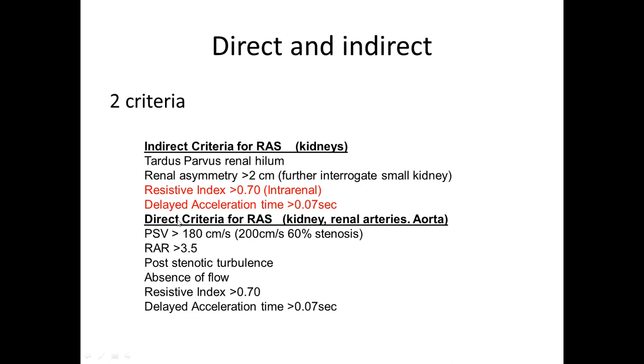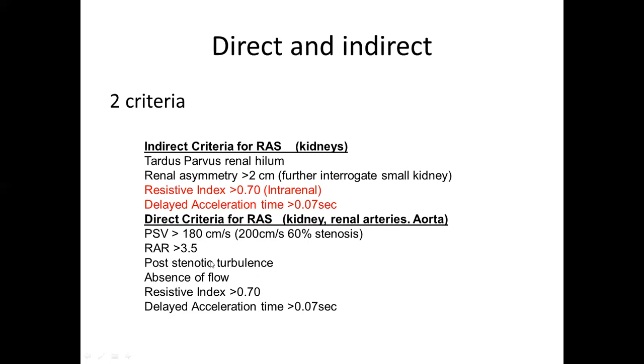Then we will be looking at the renal aortic ratio. This one is just a ratio or a fraction of the renal peak systolic velocity values over the aortic values. That ratio should not give us a value which is more than 3.5. If it has a value which is more than 3.5, it shows that there is significant stenosis in the renal arteries.